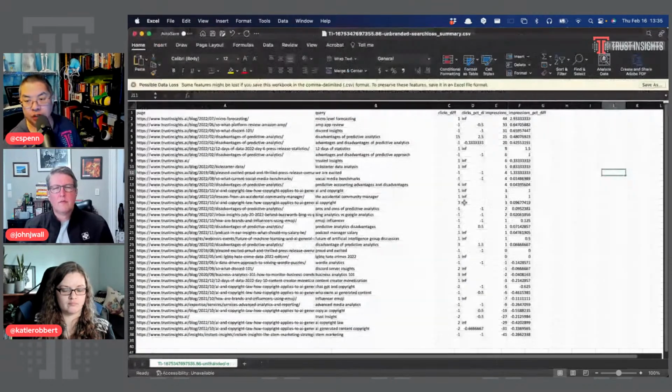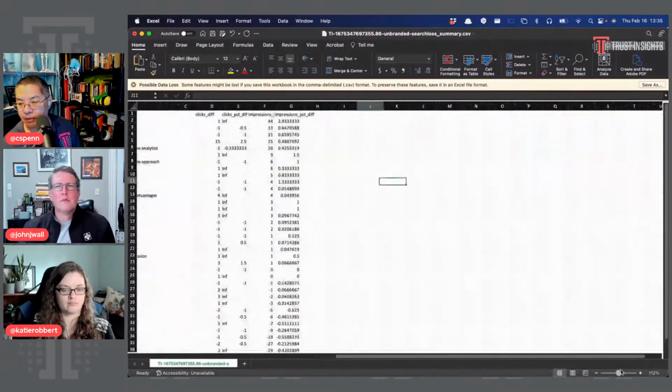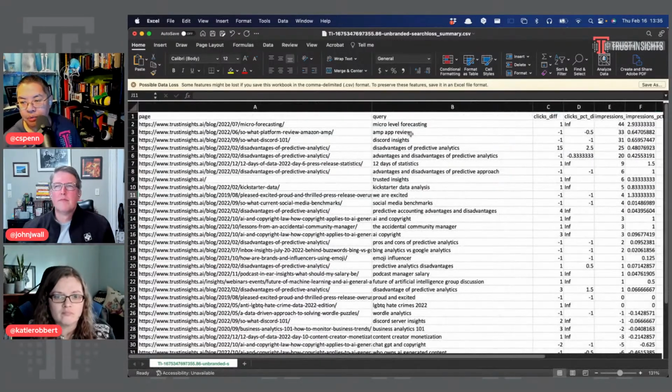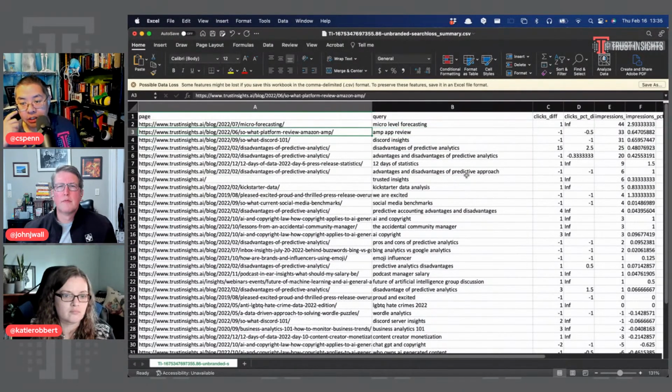So here, let's look at the Trust Insights website. Let's make this a little bit bigger. Ooh, that was much larger than I wanted it to be. So here's an example. AMP app review is the query. And this page is so what platform review Amazon AMP. Does that page meet that need? Does it satisfy the intent of the user, someone looking for a review of that app?